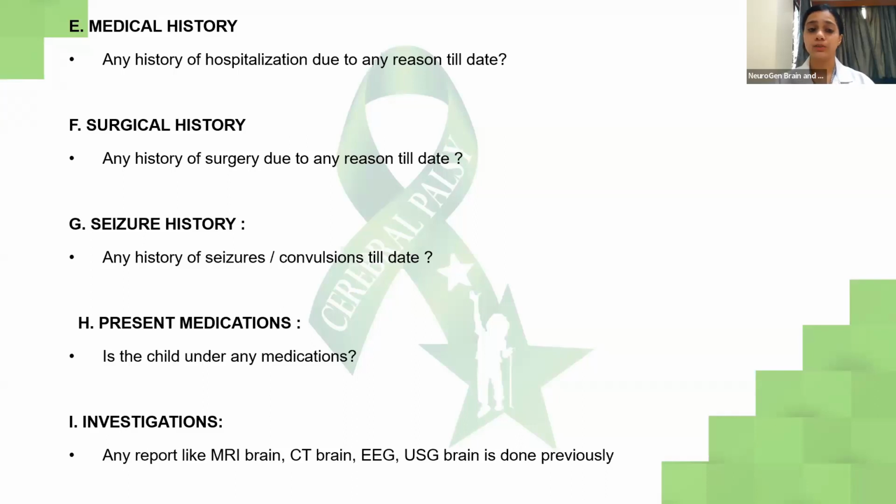Then present medications: what medicine is currently going on, with the dosage and when it is given, needs to be mentioned. Investigations are extremely important for a physiotherapist. If a child is non-ambulatory, we definitely have to look at the spine X-ray, hip PBH X-ray, and chest X-ray for any deformities. Also, to lead to a diagnosis, MRI brain, CT brain, and EEG are important to rule out whether the child has any active seizures or not. USG brain is also important.